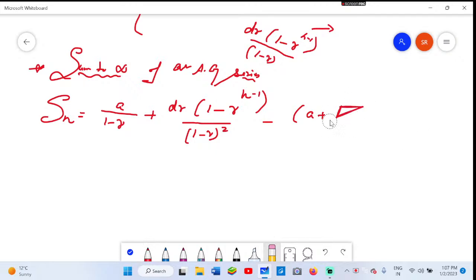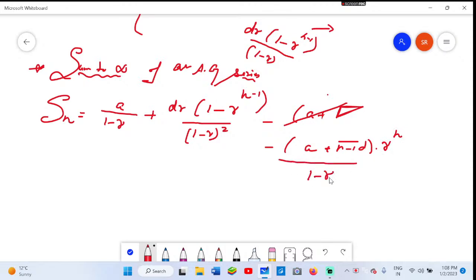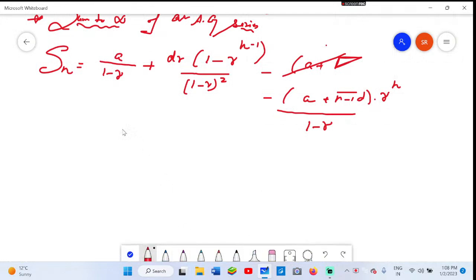Let me erase it. So it is minus, see it was minus, it is this, a plus n minus 1 into d into r raised to power n upon 1 minus r. This was the formula for finding sum to n terms of AG series.